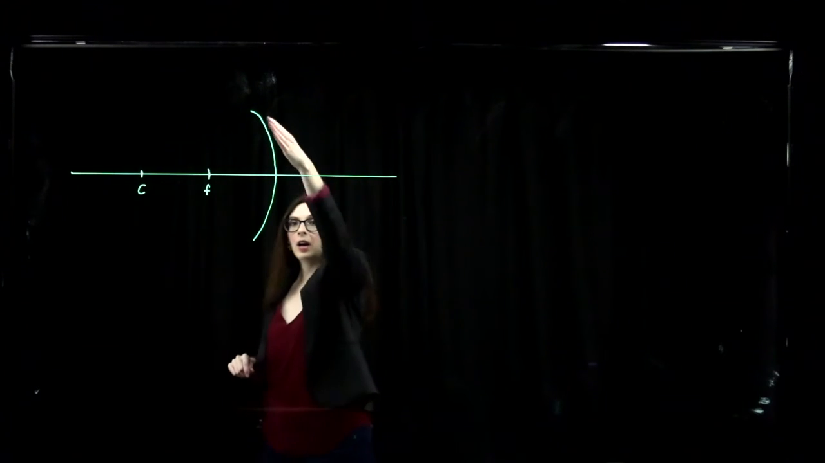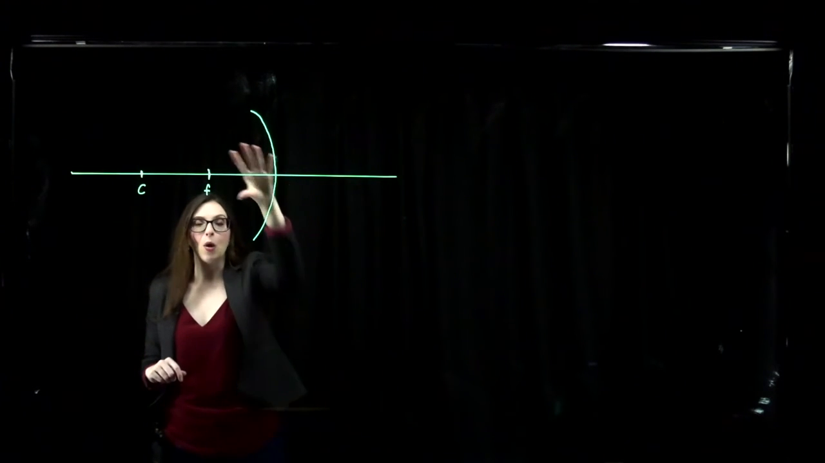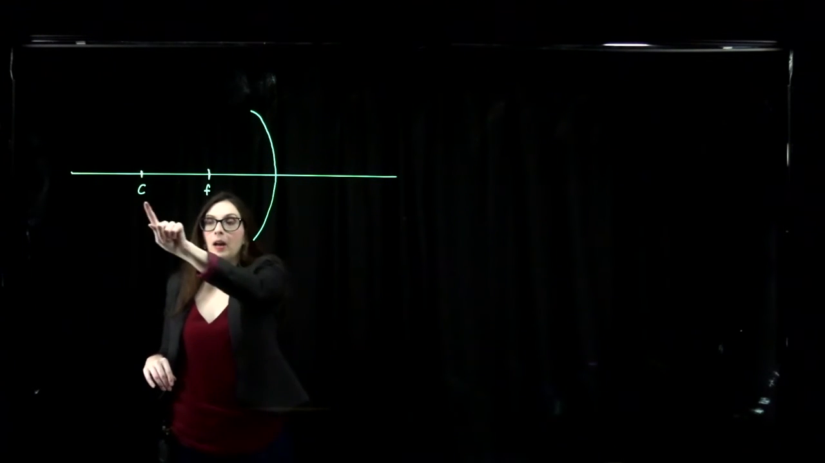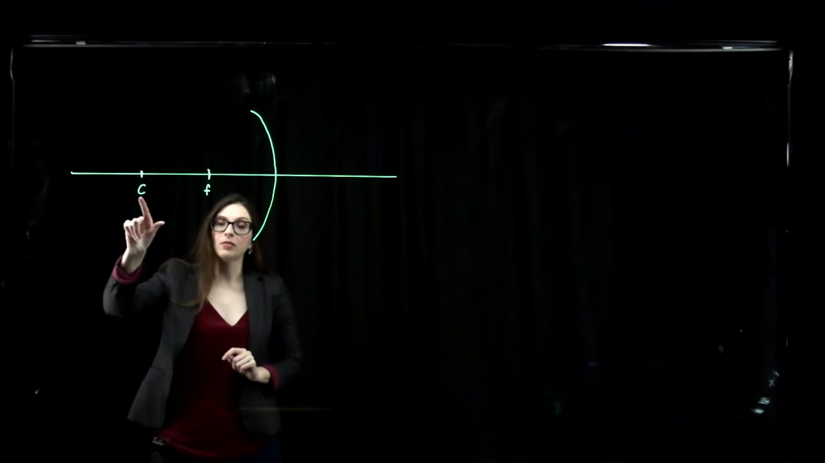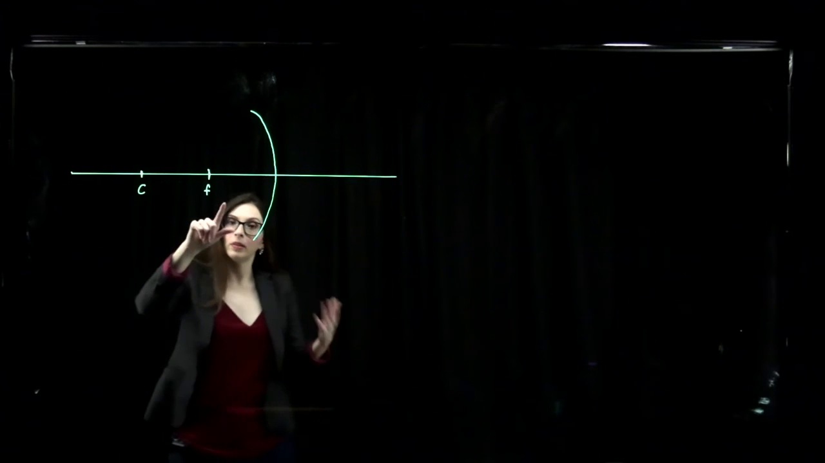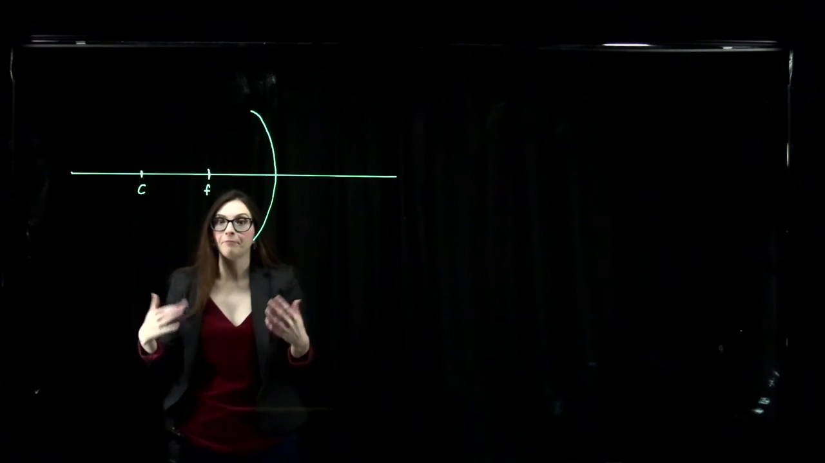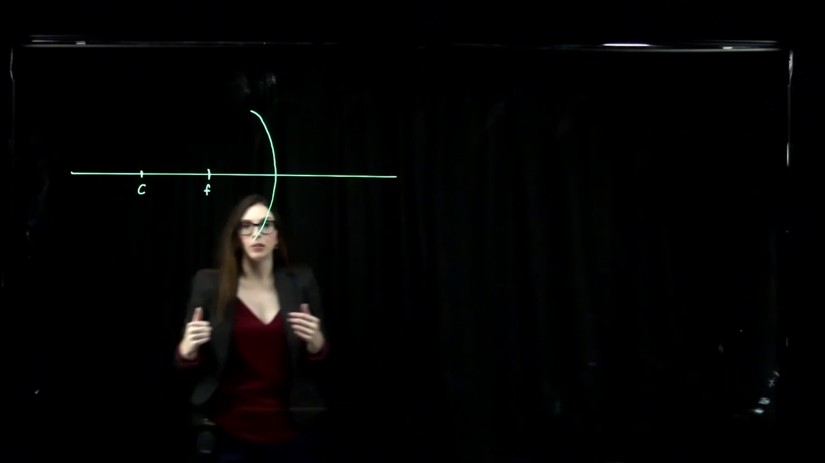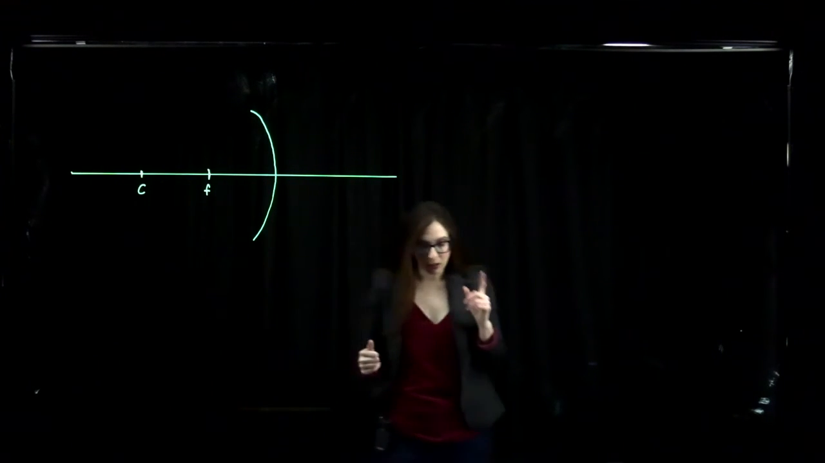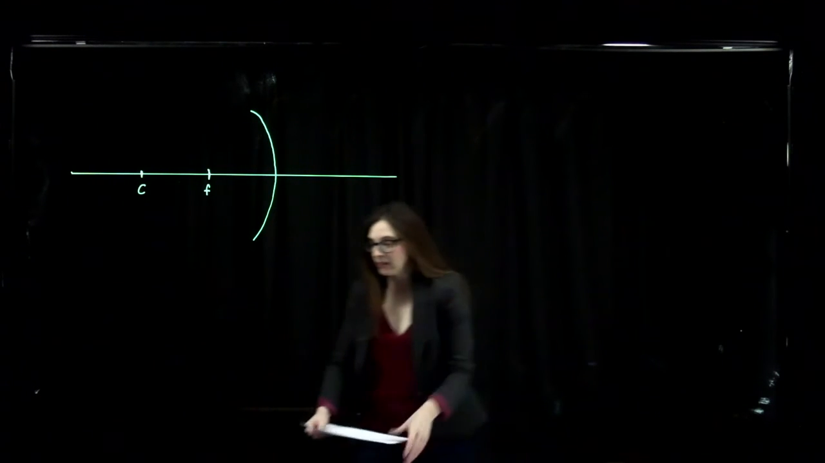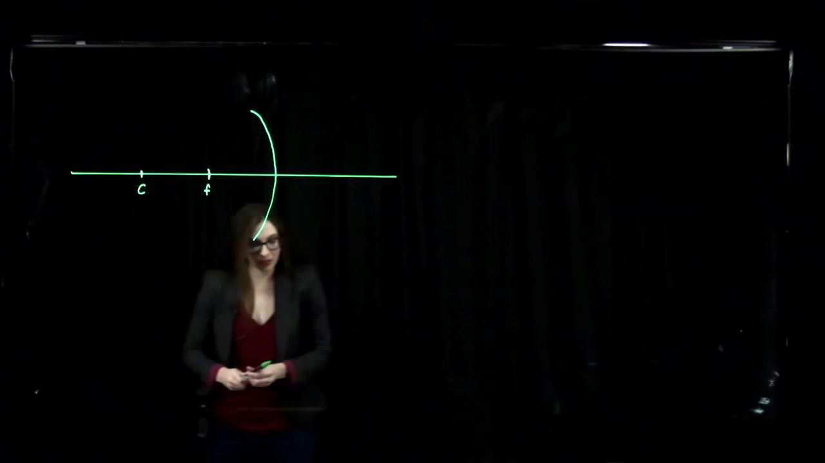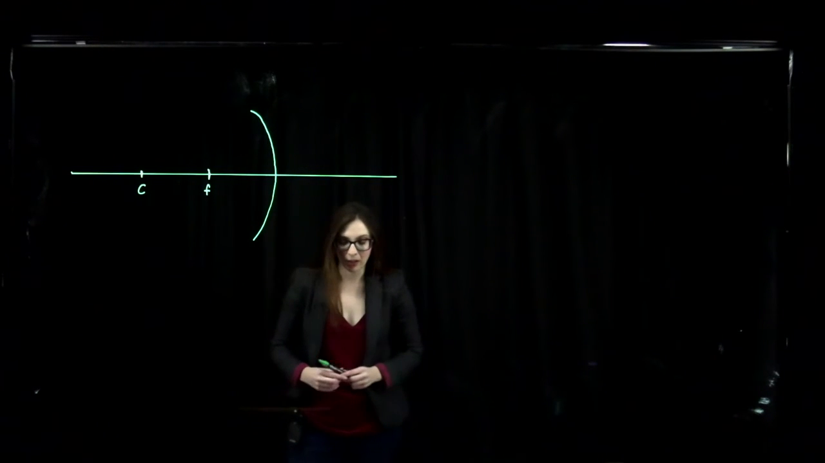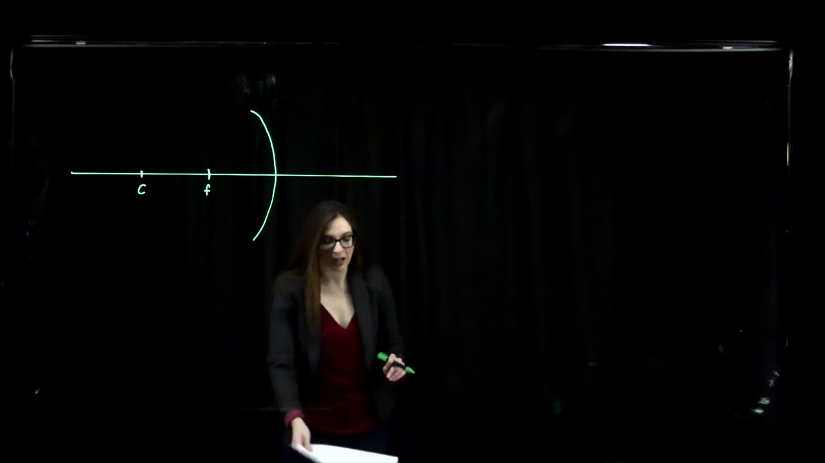Okay, so here's our concave mirror. It's opening kind of like a cave. That's kind of how I think about it. I've got my radius of curvature right here. The radius of curvature is twice the focal length of our mirror, or you could say that the focal length is half of the radius of curvature of your mirror. Okay, so we are going to place an object 8 centimeters in front of a concave mirror with a focal length of 14 centimeters. What is the magnification?